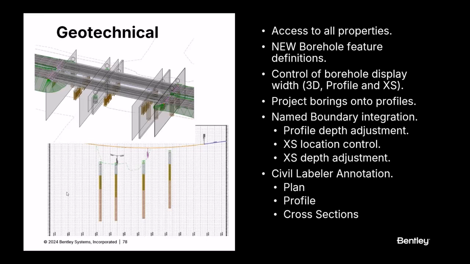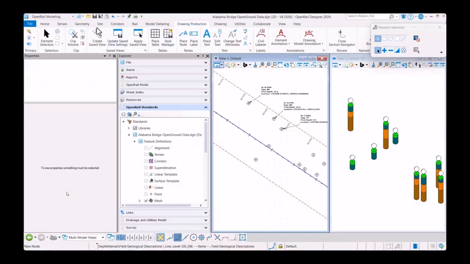That's fully integrated, as we've seen in some of the cross sections and profiles I just showed you, into that functionality. So those recognize those boreholes, they can annotate them using text favorites and place all of that data into the file. So let's take a little bit of a look at this.